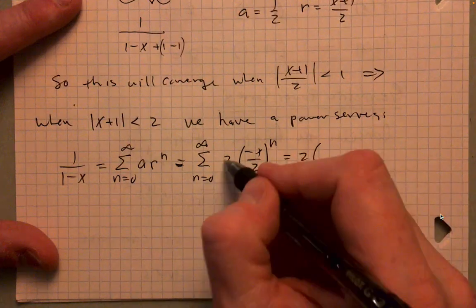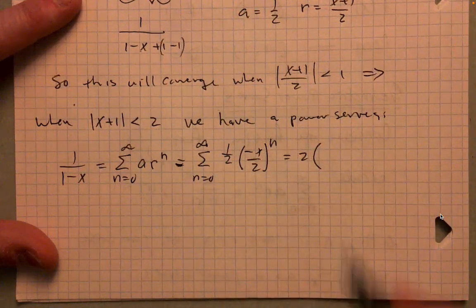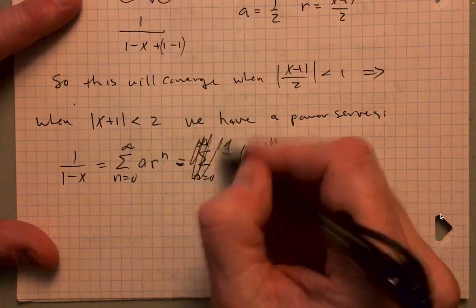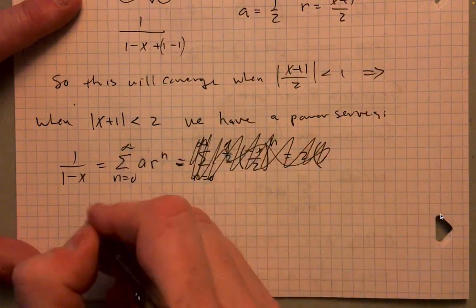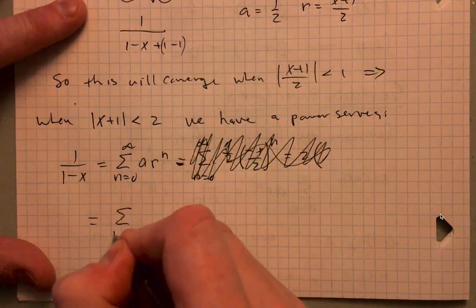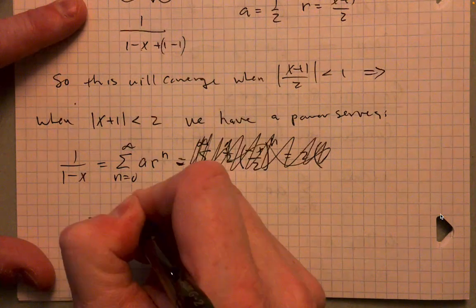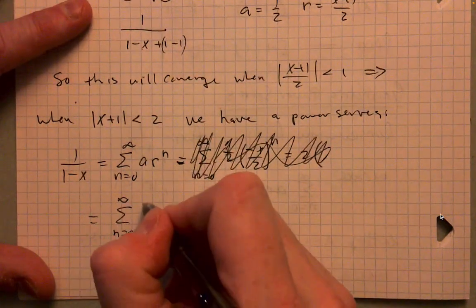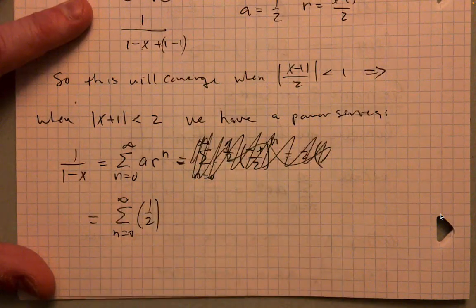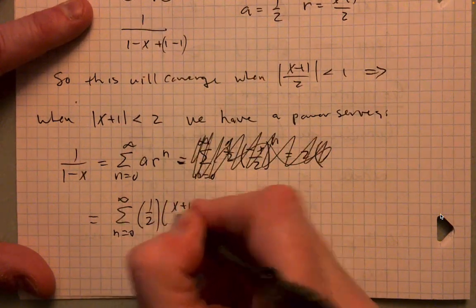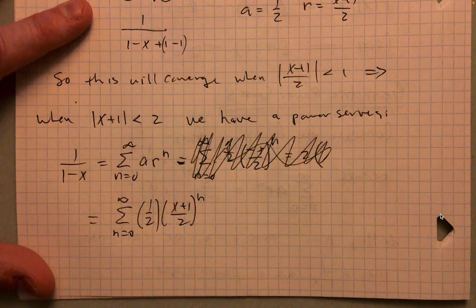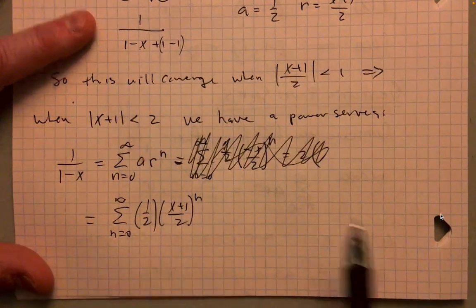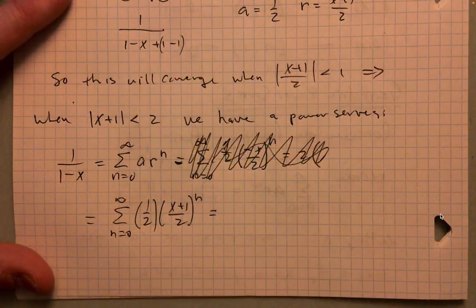Oh, you know what? I wrote this wrong. This is 1/2. Oh, I wrote it all wrong. Okay, hold on a sec. Sorry about that. I got ahead of myself. So this is the sum from n equals 0 up to infinity of, just follow the template here, a is 1/2, r is x plus 1 over 2, to the nth power. Okay, so this is all I needed to write. I was thinking of something else.